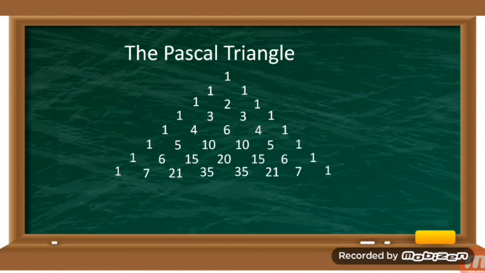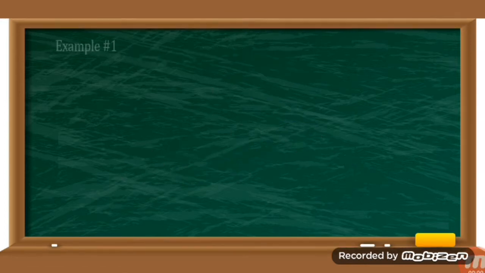Susunod na gagawin, papangalanan natin yung unang row na 0. Sunod naman, 1. Sunod na 2. And so on. Itong mga numbers na to, dito mo ma-determine kung anong mga coefficients ang gagamitin. Halimbawa, raised to 3 yung binomial. So, gagamitin natin is 1, 3, 3, 1 na coefficients.